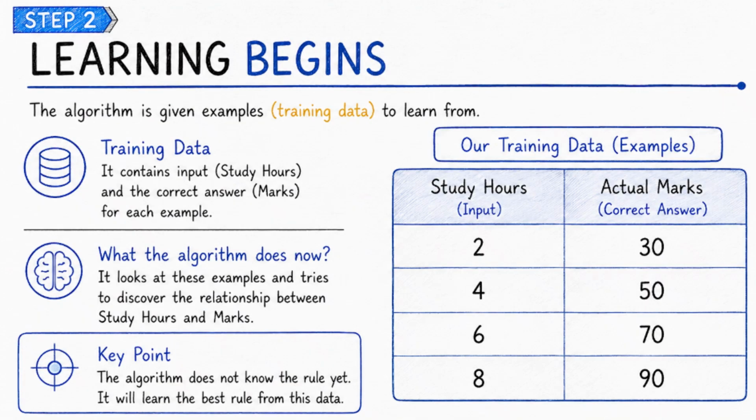Now that we have selected the algorithm, it's time to start learning. We provide the algorithm with the training data. Each training example contains two parts, the feature, which is the number of study hours, and the label, which is the student's actual marks. At this stage, the algorithm doesn't know any formula or rule. It simply looks at these examples and starts searching for a relationship between the input and the correct output. Its goal is to answer a simple question: how are study hours related to marks?